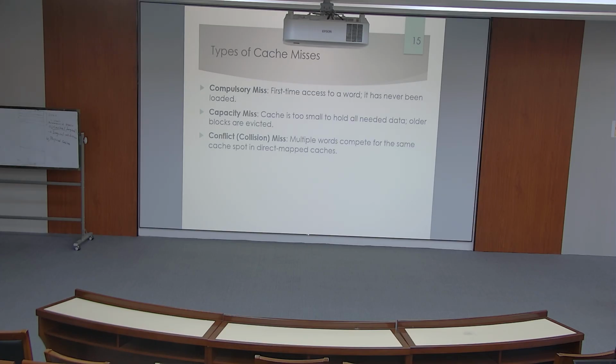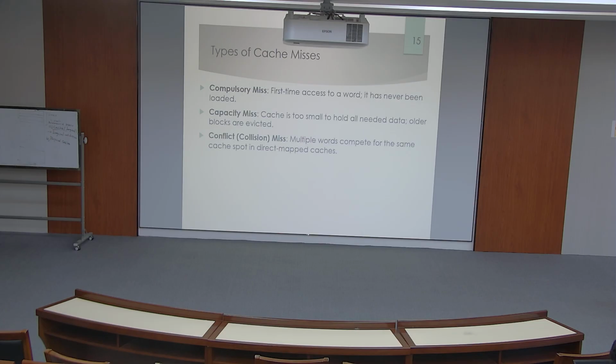So we have these three types of cache misses. We have compulsory miss. That means this is the first time of access to a word, and it has never been loaded into the cache line. So this is a compulsory miss. There is nothing you can do with this type of miss. You need to have this type of miss.